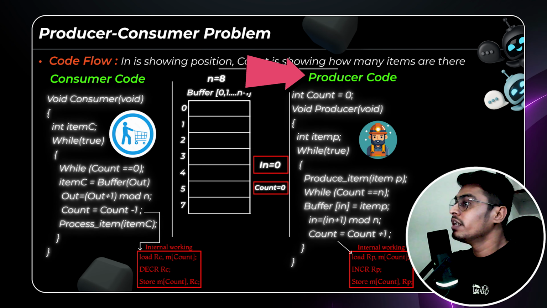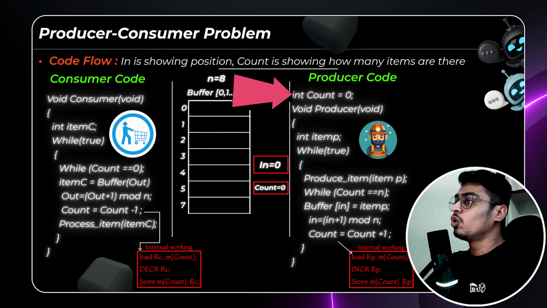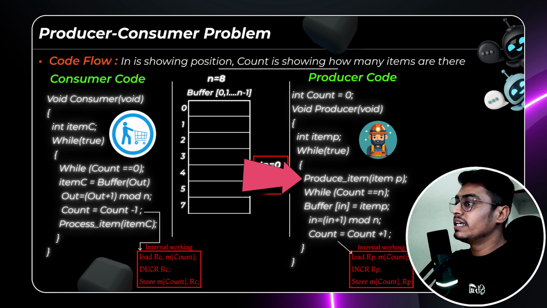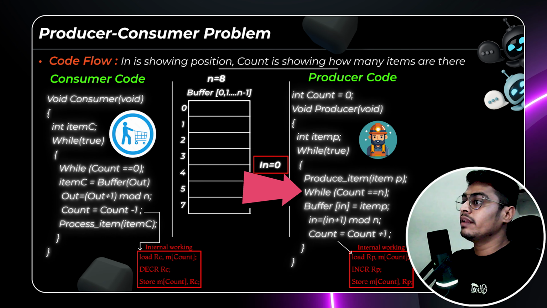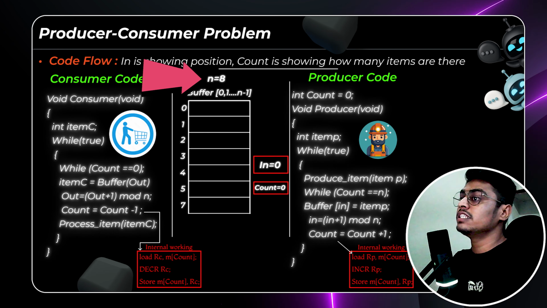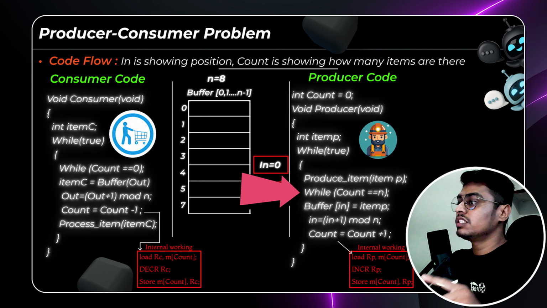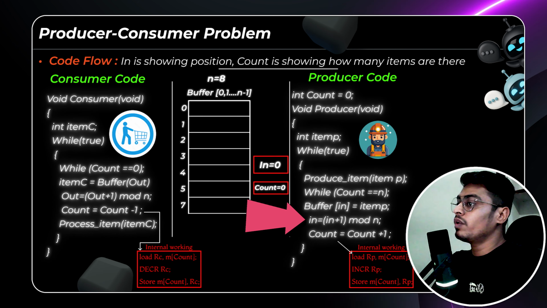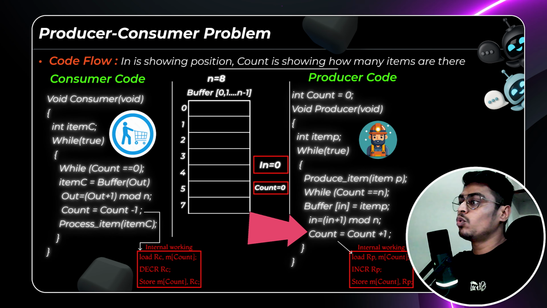In the producer code we have int count = 0. It is a global shared variable in both codes. Now void producer, int item p is a local variable. Now there is a condition: while true, produce item p, while count == n, meaning if the buffer is full. N is the size of the buffer. So this is the condition for the buffer being full. Next line is buffer[in] = item p, in = (in + 1) mod n, and count = count + 1. This is the producer code. I will explain this code in detail also.